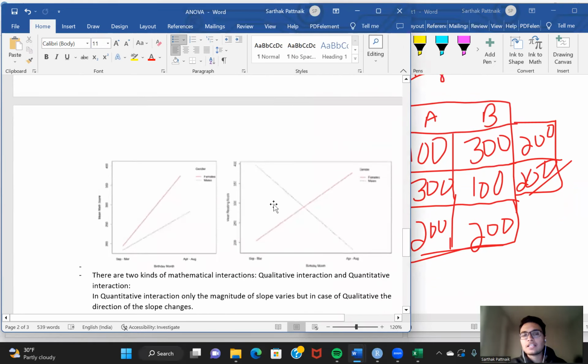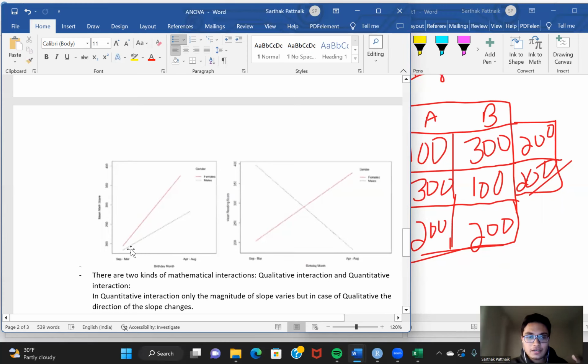Now, even in the case of interactions, there are two different kinds of interactions. One is called the quantitative interaction and the other is called the qualitative interaction. Now, what are these two terms? In this graph, we are trying to analyze the change in math scores for male and female students based on their age. And if you see, for males and females there are two graphs drawn here.